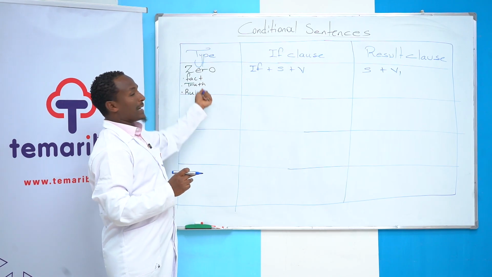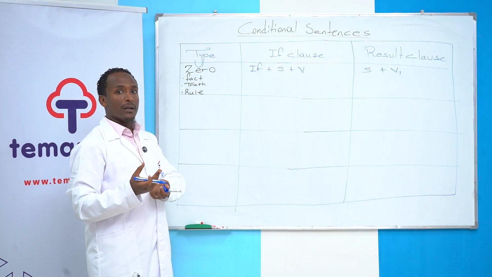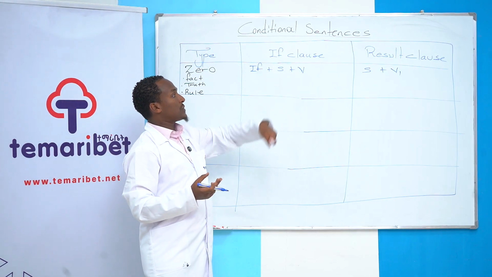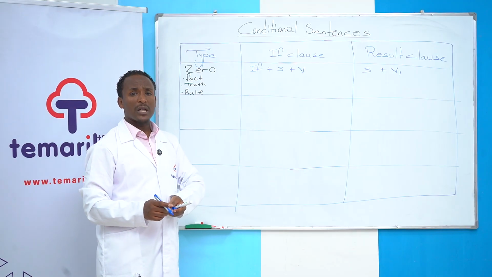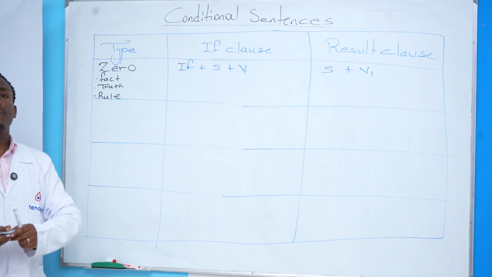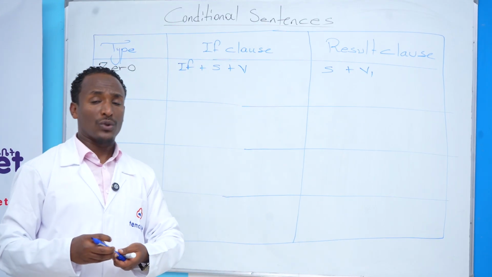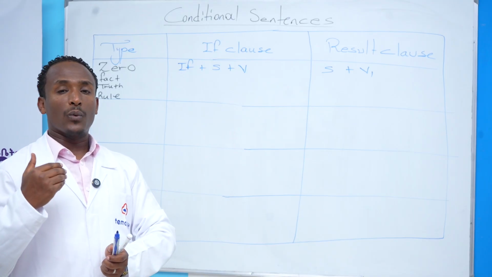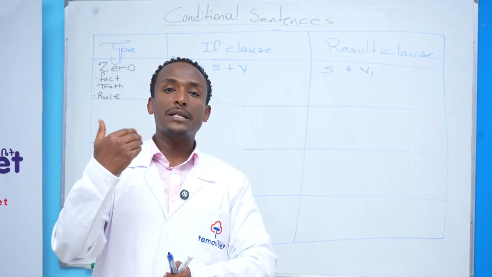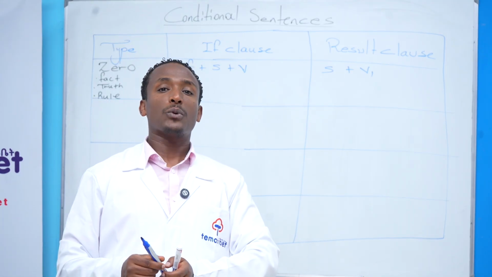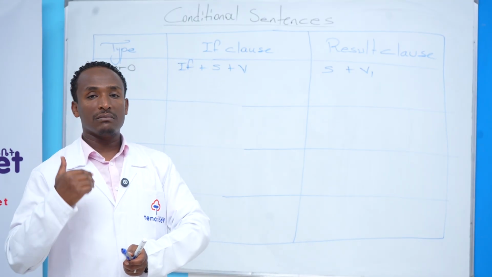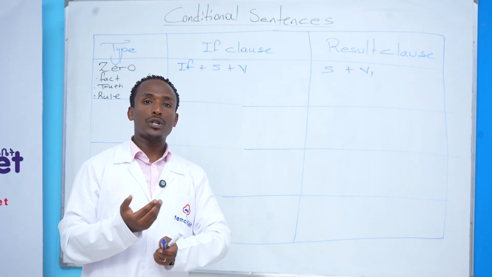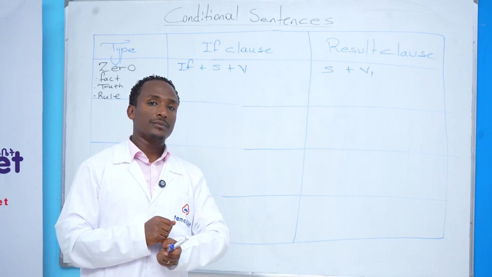Whatever the ideas are, in the if clause we use subject plus verb 1, and in the result clause subject plus verb 1, if the ideas are true, or whenever we do them the result happens. That's why we use verb 1. These facts are scientific facts, mathematical facts, general truths, and universal truths also.